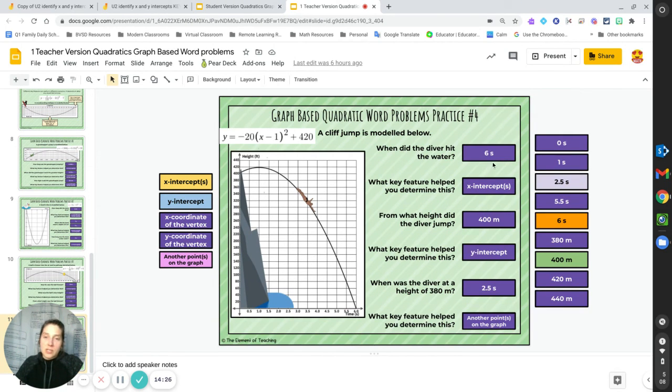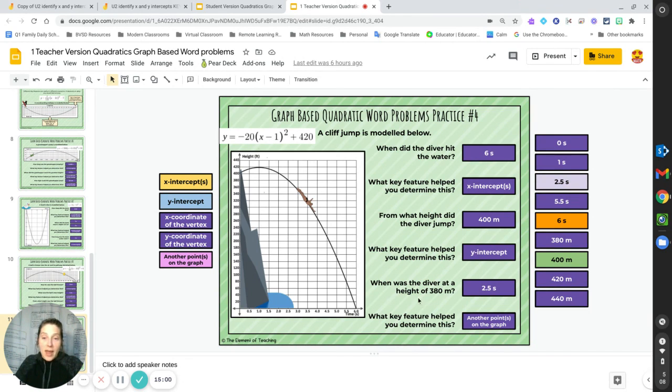So looking at the answers here, when did the diver hit the water? That happens at 6 seconds. And what key feature helped us determine that? This is our horizontal axis, this is our x-axis, so it's the x-intercept. From what height did the diver jump? The diver jumps right here at 400 feet. And the key feature that helps us is our vertical axis, which is our y-axis. And so that's our y-intercept.